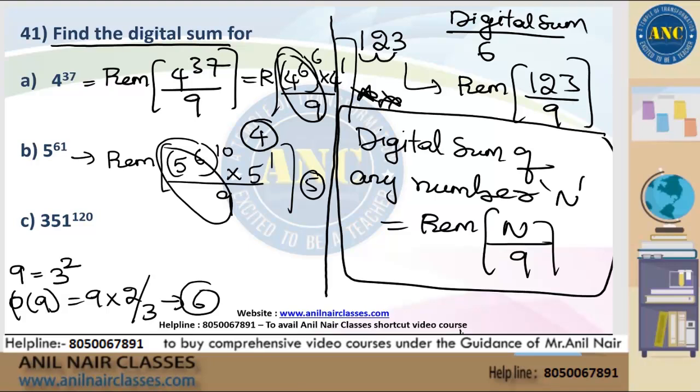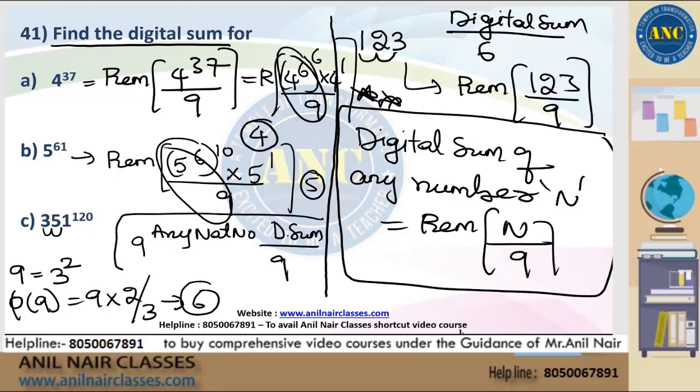I hope the idea is clear. Answer is 9 for the second question. Third question you don't need to solve. 3 plus 5 plus 1 is 9. 9 power any natural number, digital sum is 9.